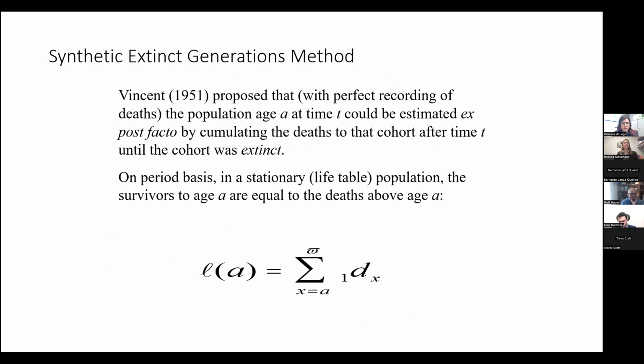The second method is the synthetic extinct generations, also known as the Bennett-Horiuchi method. The original idea was proposed by Vincent in a 1951 paper, and he shows that in a stationary population life table, the survivors at age A are going to be the same as the number of deaths from age A and above. So the idea is that we can find the stationary population at any age from the number of deaths we have from that age on.